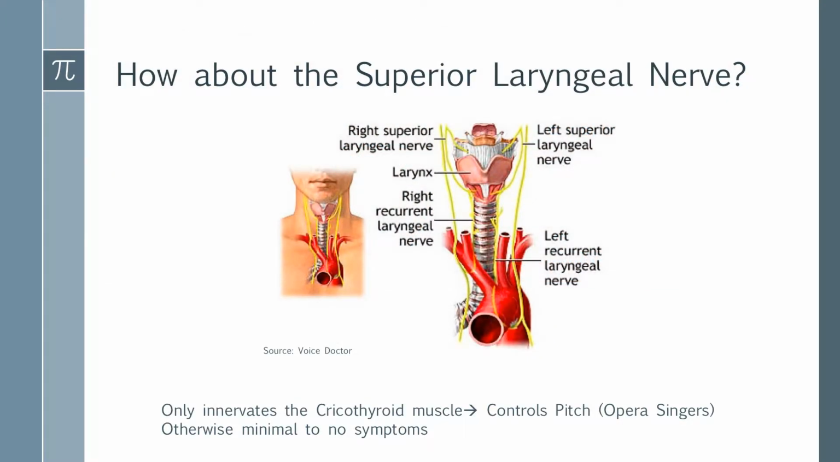Superior laryngeal nerve: the only thing you need to know is that it innervates the cricothyroid muscle. Every other intrinsic laryngeal muscle is controlled by the recurrent laryngeal nerve. The cricothyroid is controlled by the superior laryngeal nerve, and the only thing it does is control the pitch. So if you want to get higher pitch sounds, or for opera singers, if this nerve is injured, then you'll have some symptoms. But in a normal person who's not an opera singer, which the majority of us are not, you will not have any symptoms.